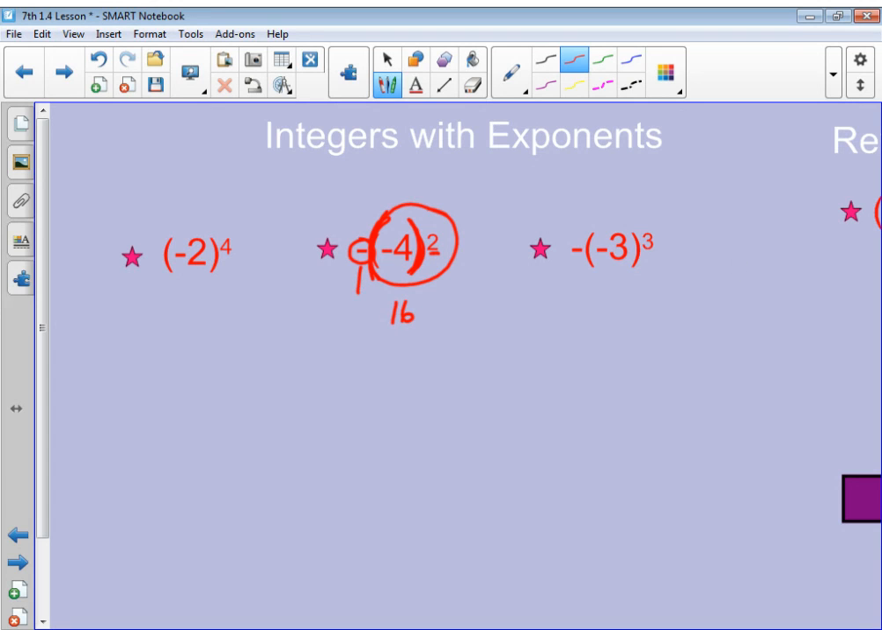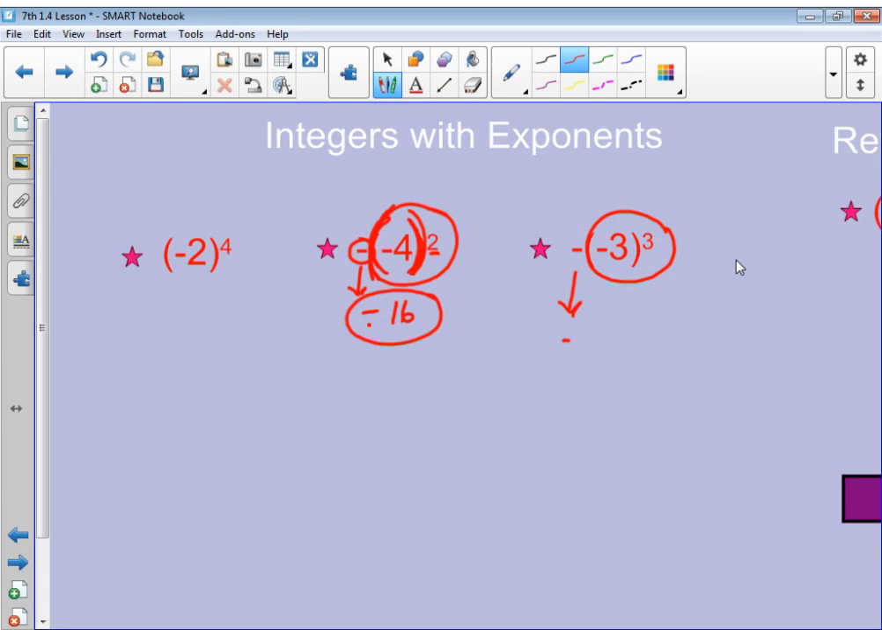Now, because that negative is on the outside, I now apply that. So my final answer would be negative 16. Really what this is saying is, what's the opposite of negative 4 squared? Well, negative 4 squared we said is 16, and the opposite would be negative 16. Okay, so let's go ahead and have you try this one. So you're going to simplify this first, and then bring down your negative onto your answer. You may have to simplify after that even.